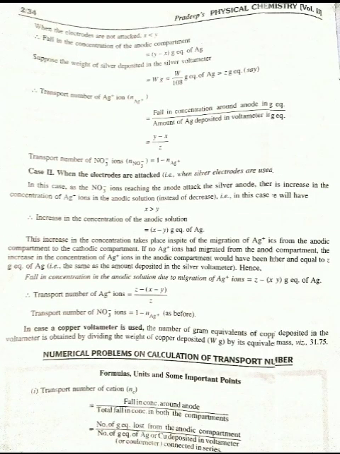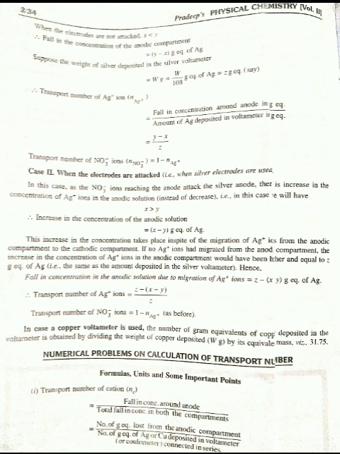When the electrodes are not attacked, X is less than Y. Therefore, the fall in concentration of the anodic compartment is equal to Y minus X gram equivalent of Ag. Suppose the weight of silver deposited in the silver voltmeter is equal to W gram, which is W upon 108 gram equivalent of Ag, equal to Z gram equivalent.